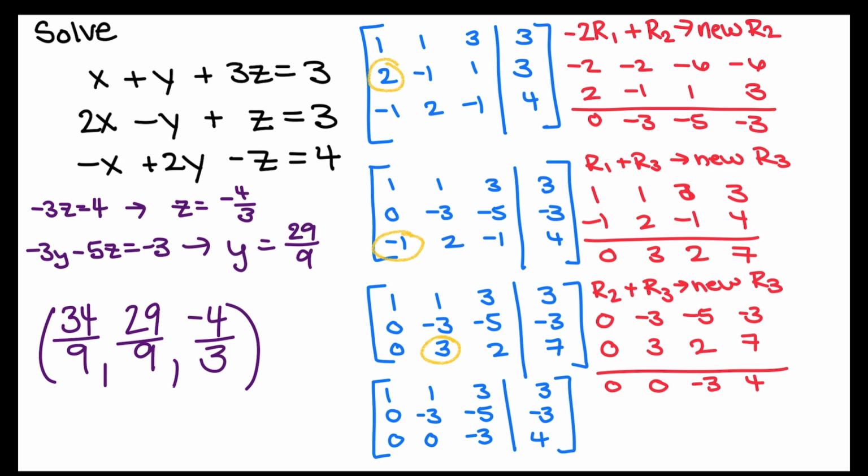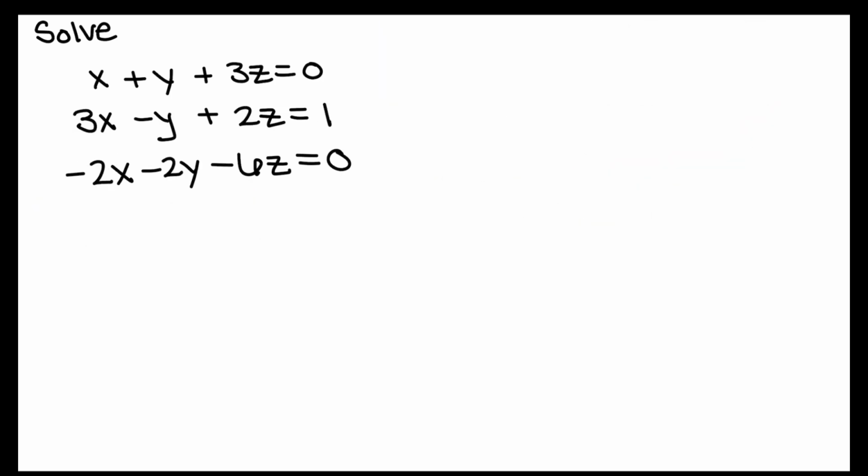But that's okay. This is still a point in three-dimensional space. X is 34 over 9, y is 29 over 9, and z is negative 4/3. That would be the place where these three different planes intersect in space. All right, let's take a look at one more example. I want to show you some kind of special cases that can occur when you're solving these three-dimensional systems. So here's my next example.